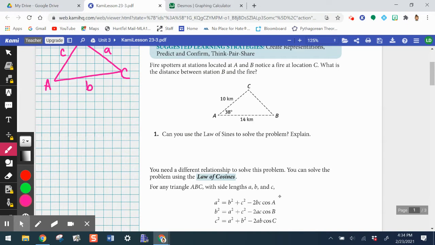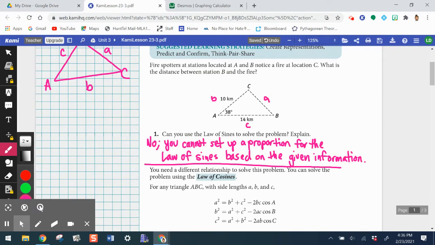So if you would go in chunk number 1, just a simple question: can you use the law of sines to solve this problem and explain? So answer number 1 before playing through the video. So in the previous lesson, I actually think it was 23-1, we discovered that there is an issue with the given information that we have. Based on the given information, we can't use the law of sines to find the distance between B and C.